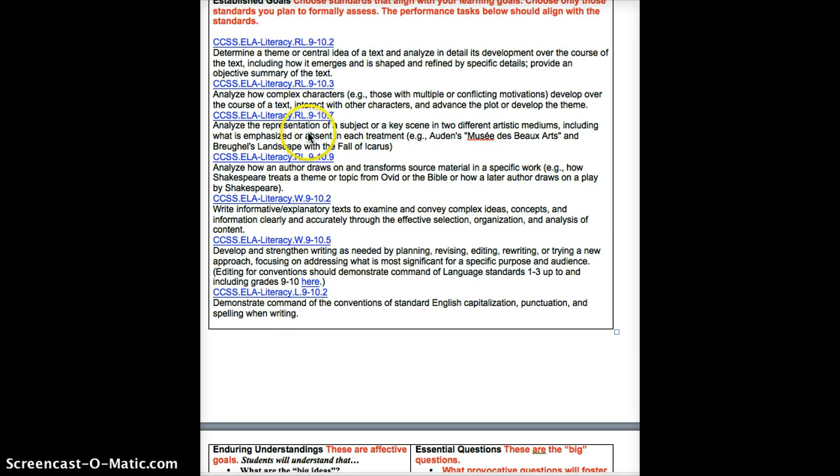Analyze the representation of a subject or a key scene in two different artistic mediums, including what is emphasized or absent in each. They give the example of two poems. I interpret this a little bit differently: in two artistic mediums, I look at, I'm sorry, a poem and a painting. I apologize, I read it very quickly. So they are two different artistic mediums.